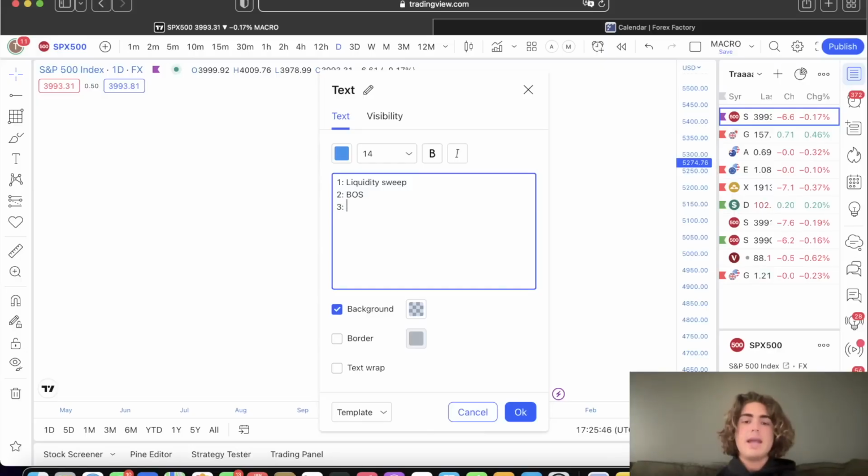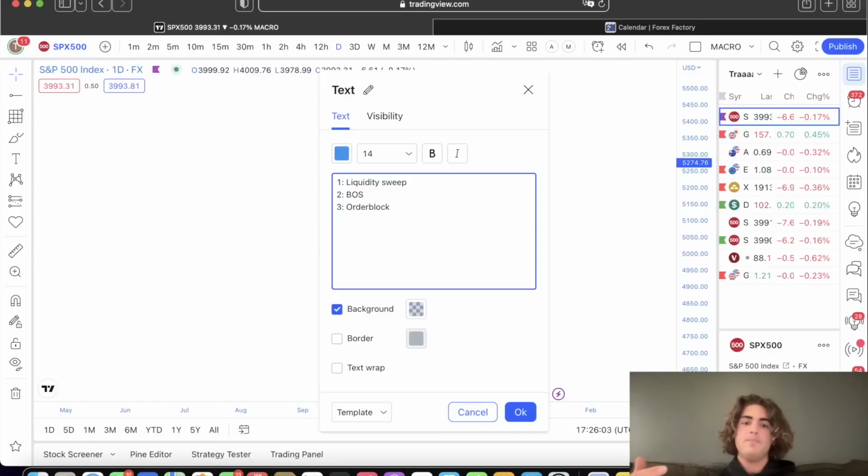The next entry point is going to be an order block entry. I have a video on how to spot them within the market. This is just going to be everything put together, so if you don't know what any of these things mean, go back and watch those videos.